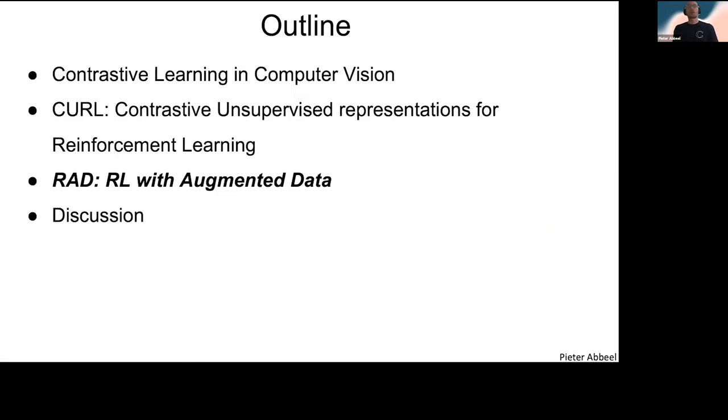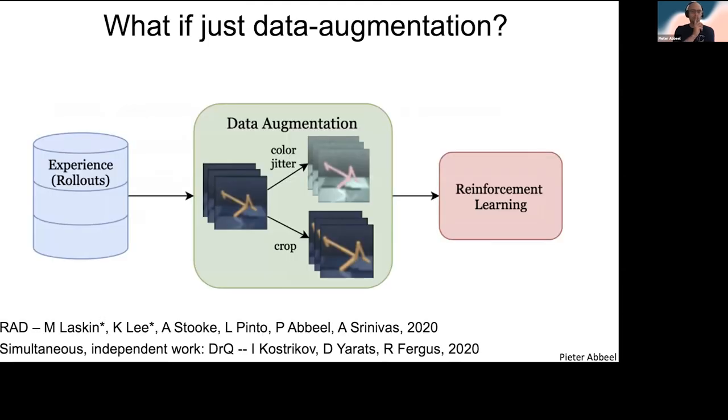Okay, so that was CURL. One question we had after working on CURL and seeing it work so well was, how much is coming from the contrastive learning versus how much is coming from the data augmentation aspect of it all? Because what we're doing is this cropping, which is putting information into the system that a cropped version of the same image has the same state under the hood in some sense. And maybe there's another way to extract that. So we thought, can we simplify this even more?